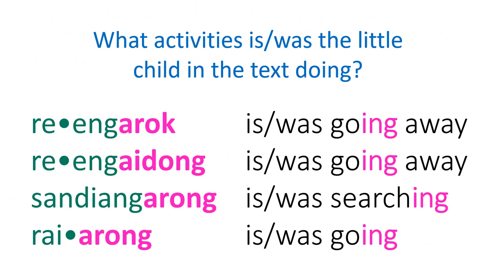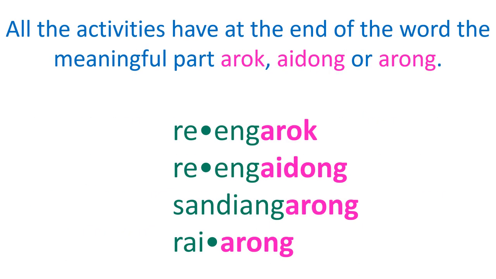So, what activities is or was the little child in the text doing? Here is a list. We have seen and heard Re'ingarok, Re'ingaidong, Sandiangarong, and Raiarong. All the activities have at the end of the word the meaningful part Arok, Aidong, or Arong, as in Re'ingarok, Re'ingaidong, Sandiangarong, and Raiarong.